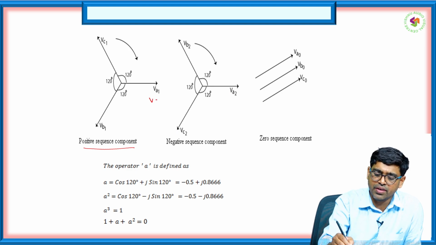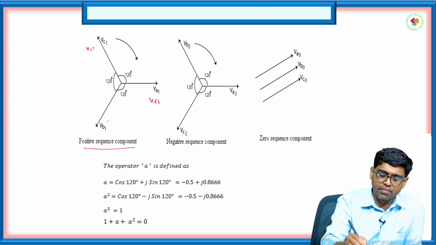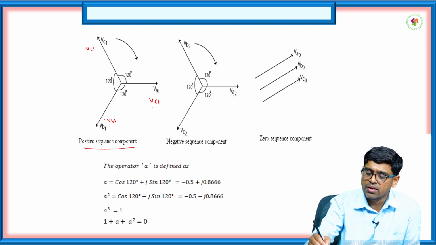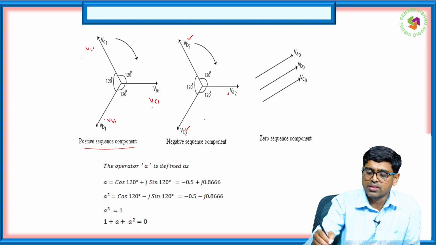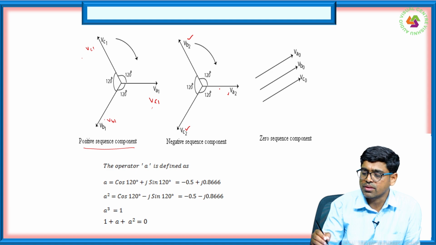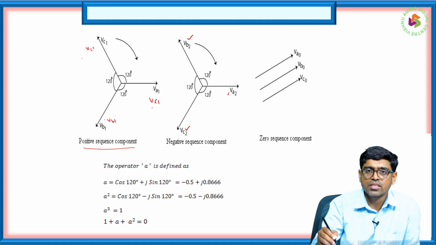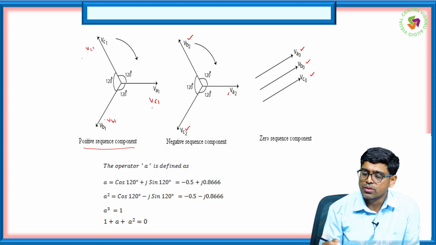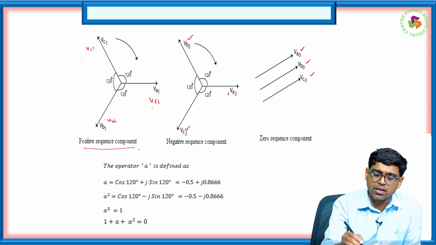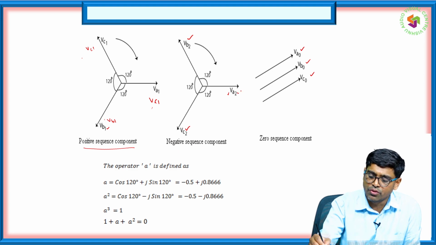Here it shows VA1, VC1 and VB1, so we can see the sequence A, B, C. But here we can see VA2, VB2 and VC2, which is opposite, meaning VA2 and VB2 are not in the same sequence. The negative sequence components are opposite. And the zero sequence component we can say is VA0, VB0 and VC0, and they are equal in magnitude. So we are representing the positive sequence component with a 1, the negative sequence component with a 2, and the zero sequence component with a 0.